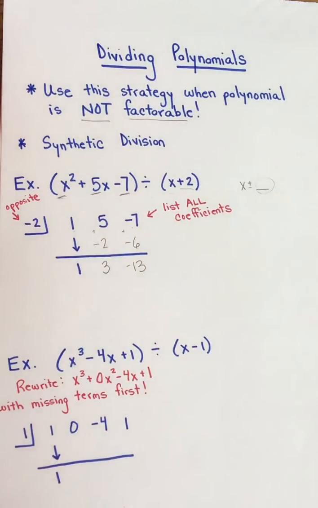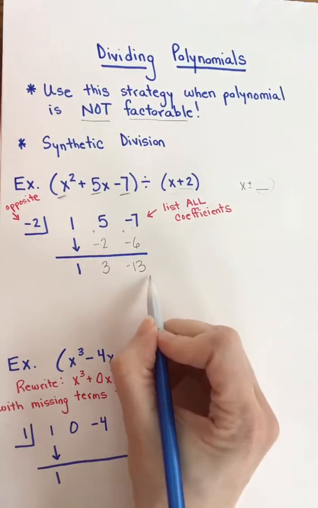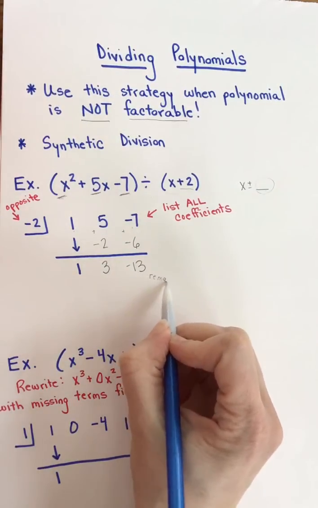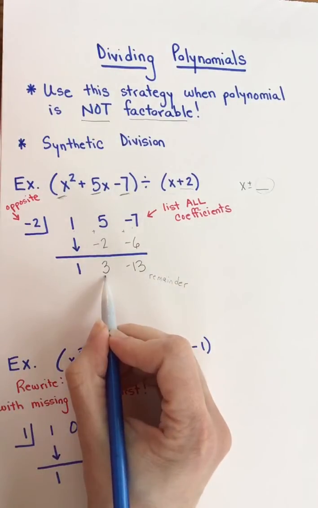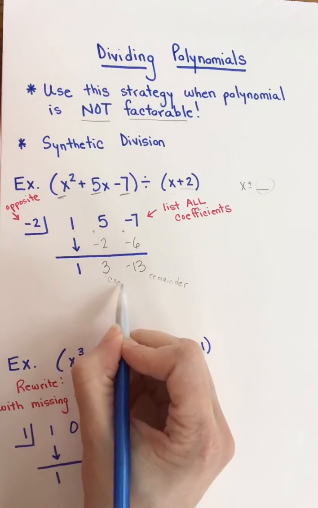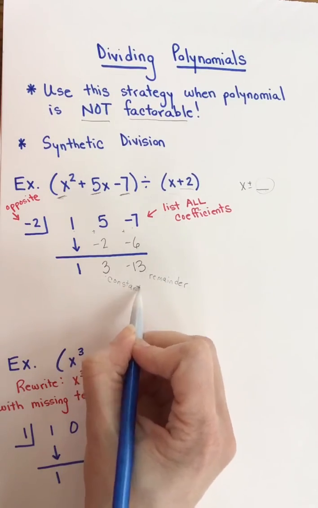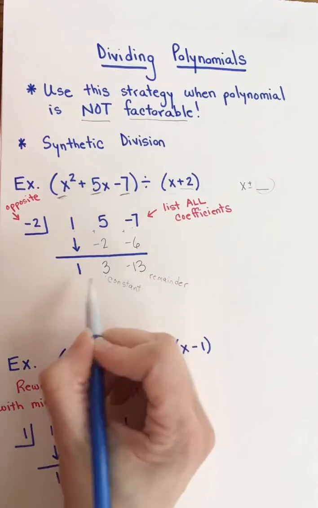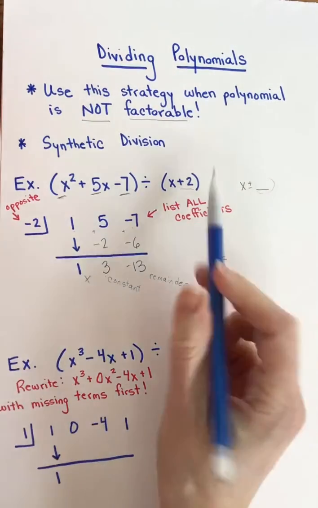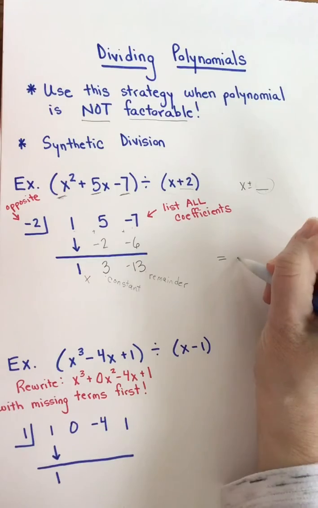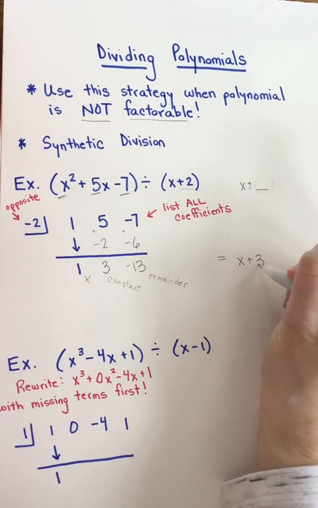What you have just created is a new polynomial, an answer. This right here is your remainder. This next number, if I count up, is going to be my constant. And then I work my way up from the polynomial. This is my x. So my answer to this division question is going to be x plus 3.